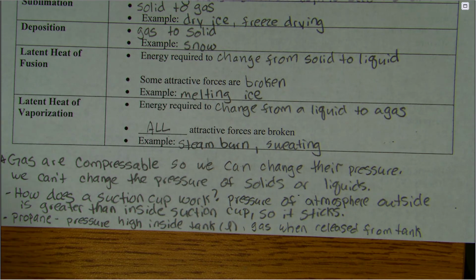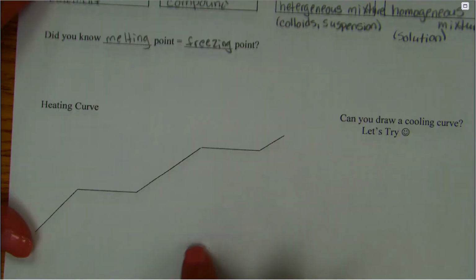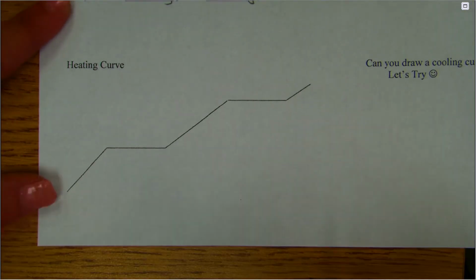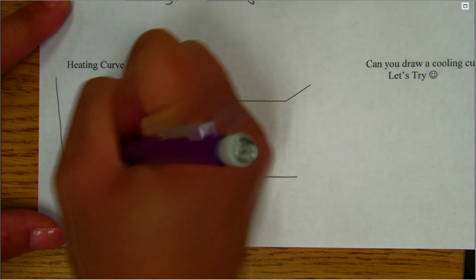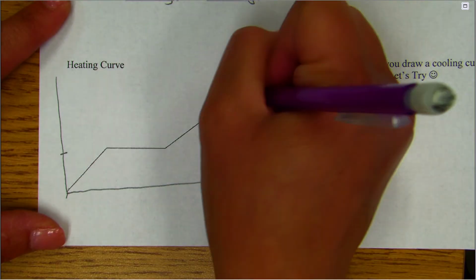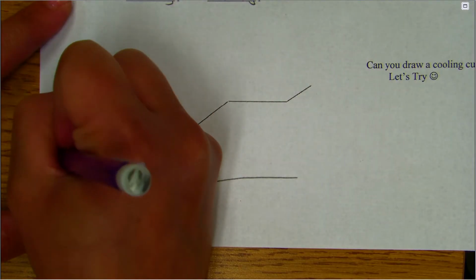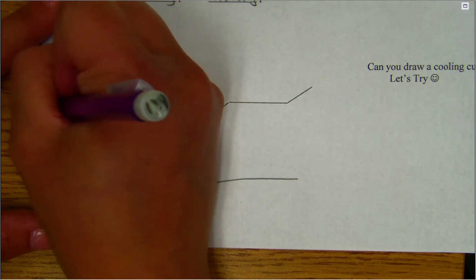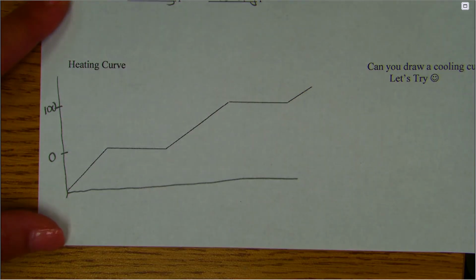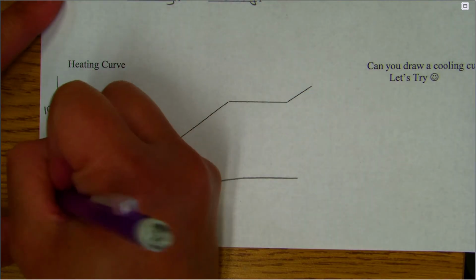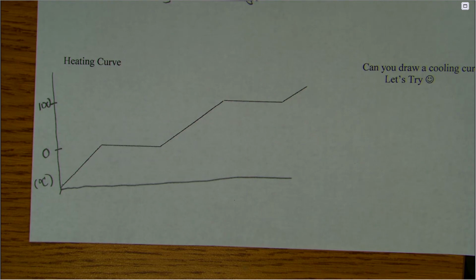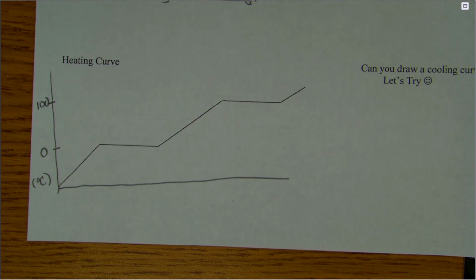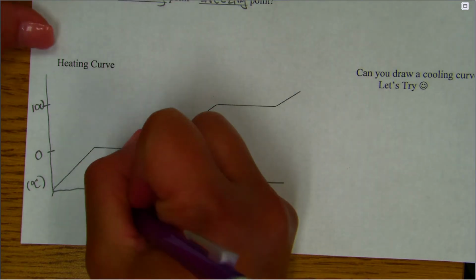So let's take these vocabulary terms and look at them in terms of a heating curve. On our heating curve here, let's do water. We know that water freezes and melts at 0 degrees Celsius, and it undergoes vaporization at 100 degrees Celsius. So my unit here is degrees Celsius, and my x-axis is actually going to be the heat energy. So how much heat energy is there?